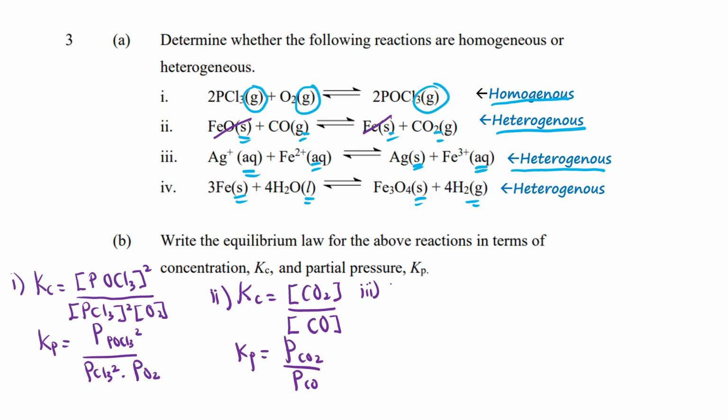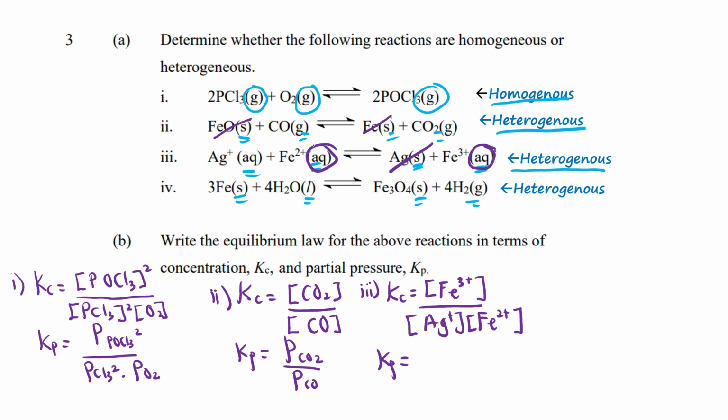Okay, next one is Ag aqueous, Fe aqueous, Ag solid, Fe aqueous. So solid kita tidak ambil kira di sini, exclude. Jadi untuk Kc, our product is Fe3 plus over concentration Ag plus times concentration Fe2 plus. While for Kp, Kp only for gas. So this one is aqueous, this one is aqueous, this one is aqueous. So Kp kita tidak perlu tulis ataupun nilainya adalah 1.